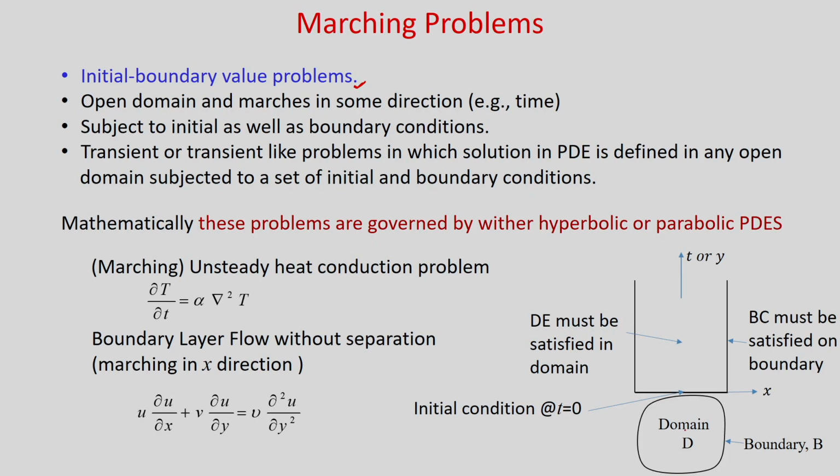You can see here, this is the domain. The governing equation at each time level we will solve in this domain, and also you will apply the boundary condition at boundary B, and at t is equal to 0 you will apply the initial condition. And you will march in time or in some direction. The differential equation must be satisfied in the domain, and the boundary condition must be satisfied on the boundary.